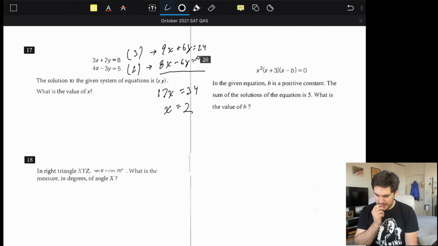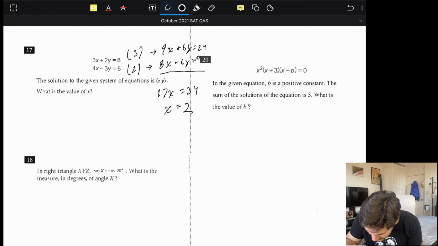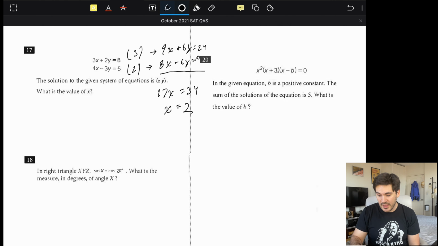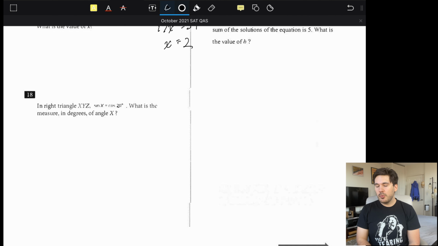Number 18, in right triangle xyz, sine of x equals cosine of 20. Yeah, so that's cosine of 20. What is the measure in degrees of angle x? This is probably the other question I would imagine that people miss on this test. And this test had not a great curve for math. Like minus 1, you were at 790, minus 2, 780. You couldn't get any wrong to get a perfect score.